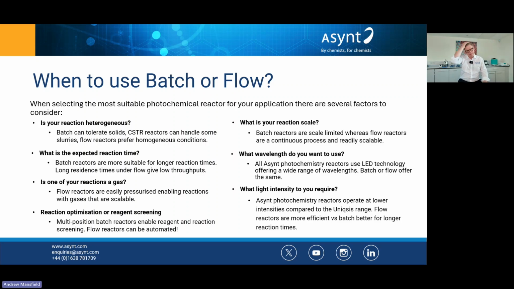As I said before, is one of our reagents a gas? Flow continuous photochemistry is probably the preferable technique to use when we want to add reactive gases into our reaction.